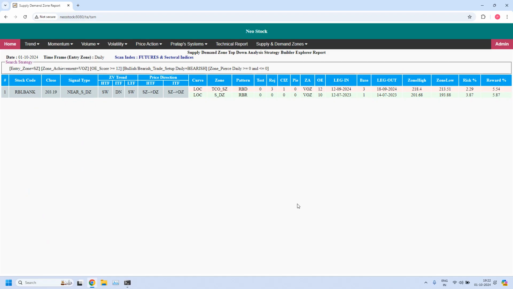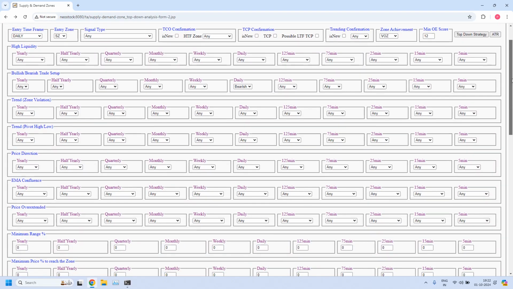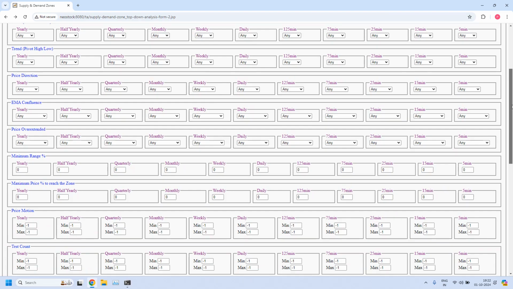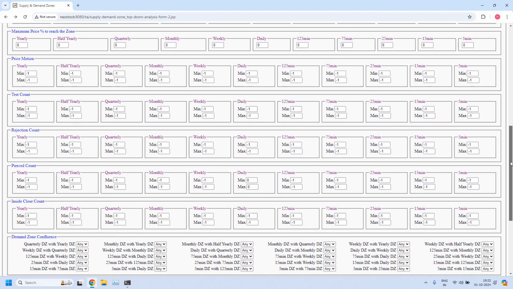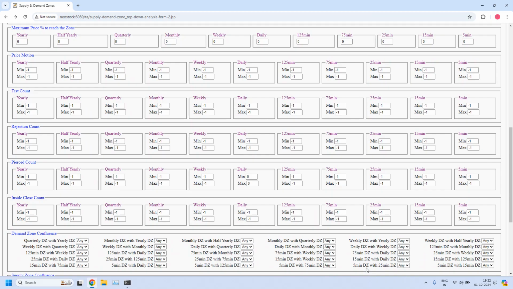The RBL Bank supply zone is a bearish trade setup for monthly income trade. Entry time frame daily. Let's verify whether this zone is having an ITF confluence, because this is the daily zone. If the daily zone is part of the weekly zone, it is ITF confluence for monthly income trade.